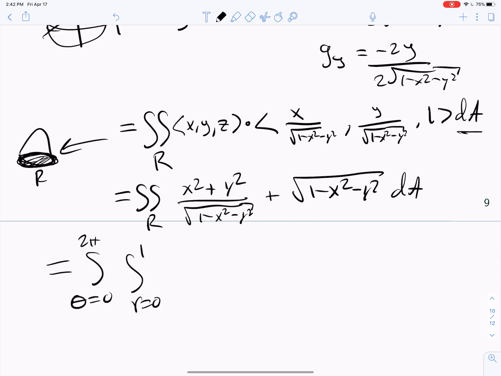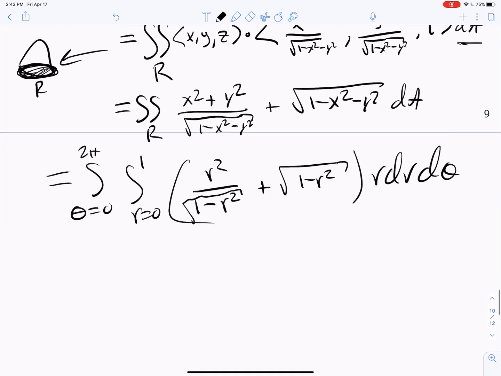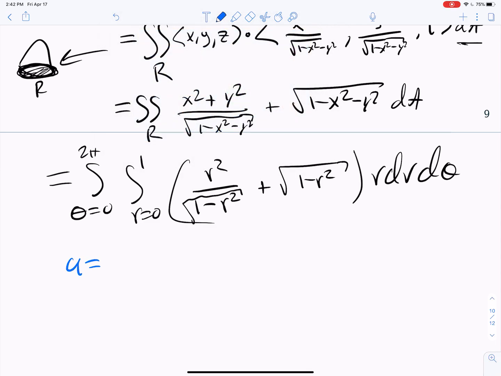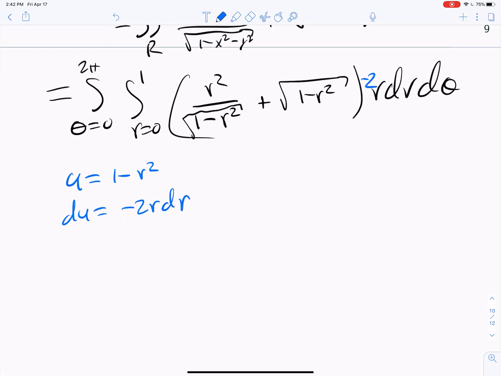And then what do we have? We have r squared over the square root of 1 minus r squared plus the square root of 1 minus r squared, r dr d theta. Okay? And now, this one's a little bit more work than you might expect it usually to be, because we're going to have to do a u substitution. U equals 1 minus r squared. So du is negative 2r dr. So I don't have, whoa, I don't have a negative 2r dr. Now I do, but I'd have to divide by negative 2 on the outside.